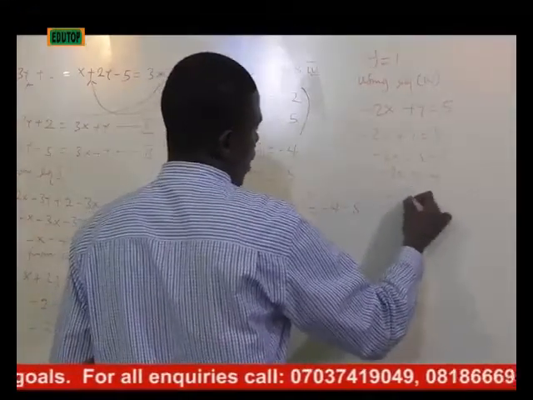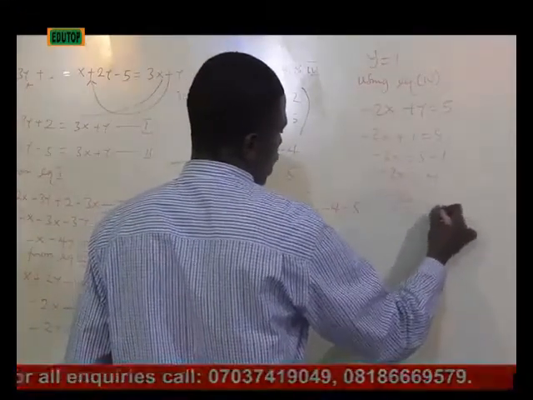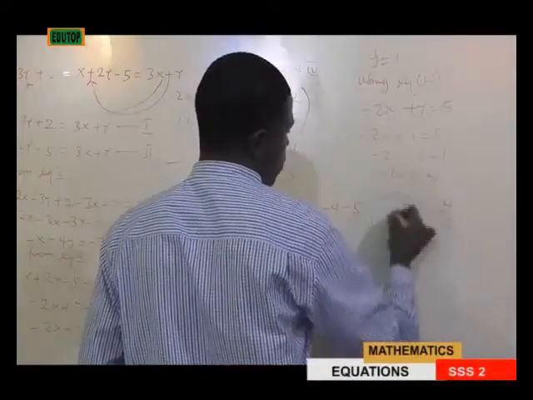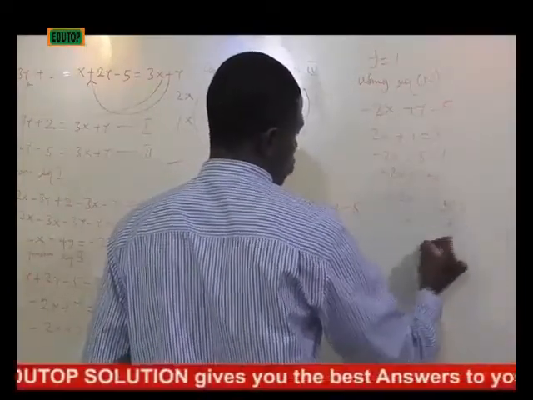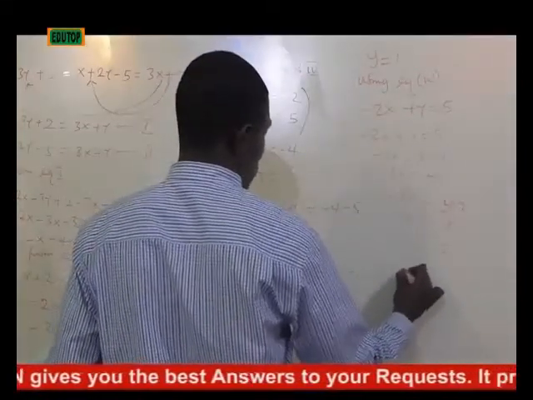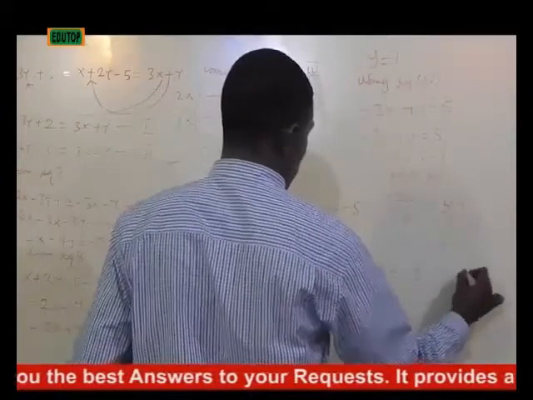Dividing both sides by -2, then I have 4 divided by -2. So this cancels this, and this is 2. So x equals -2. Therefore, x equals -2, y equals 1.